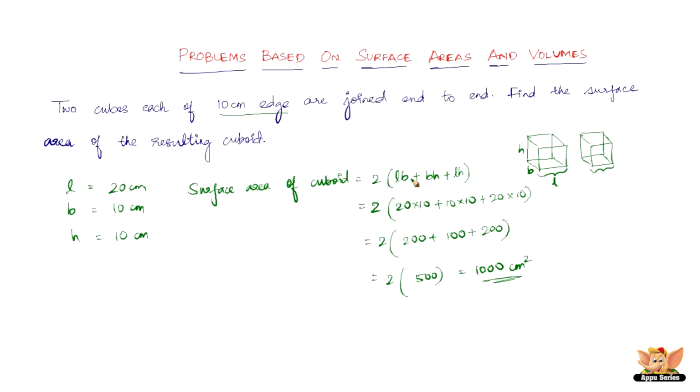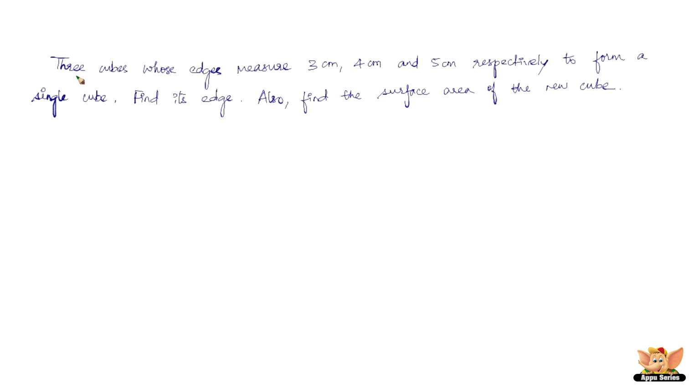So let us do another simple problem based on surface areas and volumes. Alright, so here we've got another question which reads like this. 3 cubes whose edges measure 3 centimeter, 4 centimeter and 5 centimeter respectively are melted to form a single cube. Now find its edge, also find the surface area of the new cube.